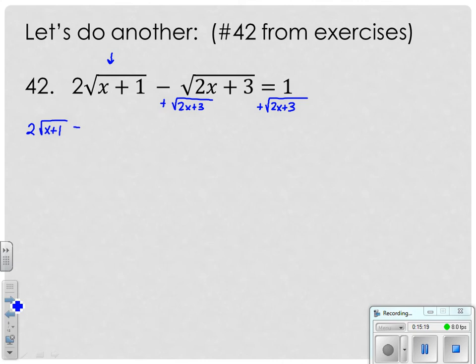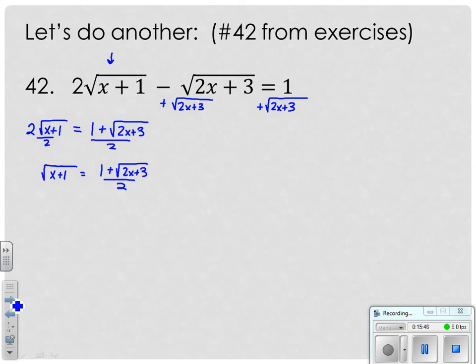That should be an equal sign. 1 plus 2x plus 3. Okay. Now I can get rid of the 2. All right, so I'm going to divide both sides by 2. So now I have a square root, and I have 1 plus square root of 2x plus 3 over 2.